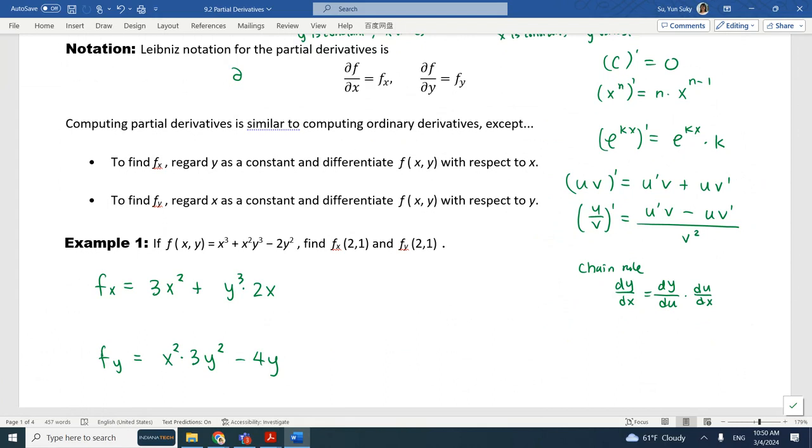Okay, so we will continue. Next time we plug in 2 and 1 and evaluate the number. Make sure you print out section 9.2 for next class. And also print out 9.3, because after 9.2 we do 9.3.